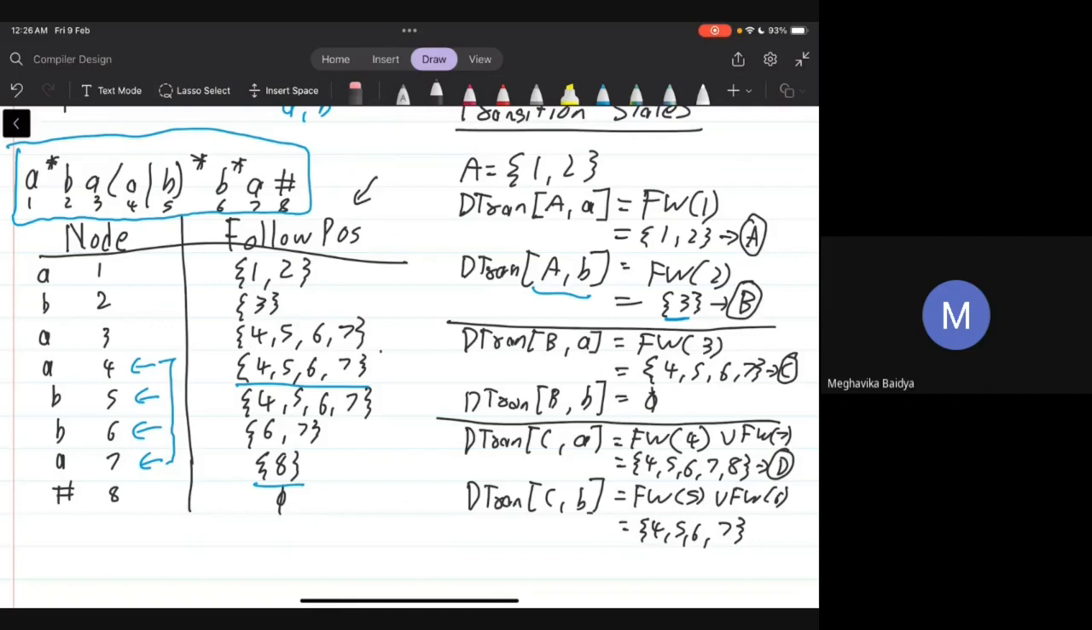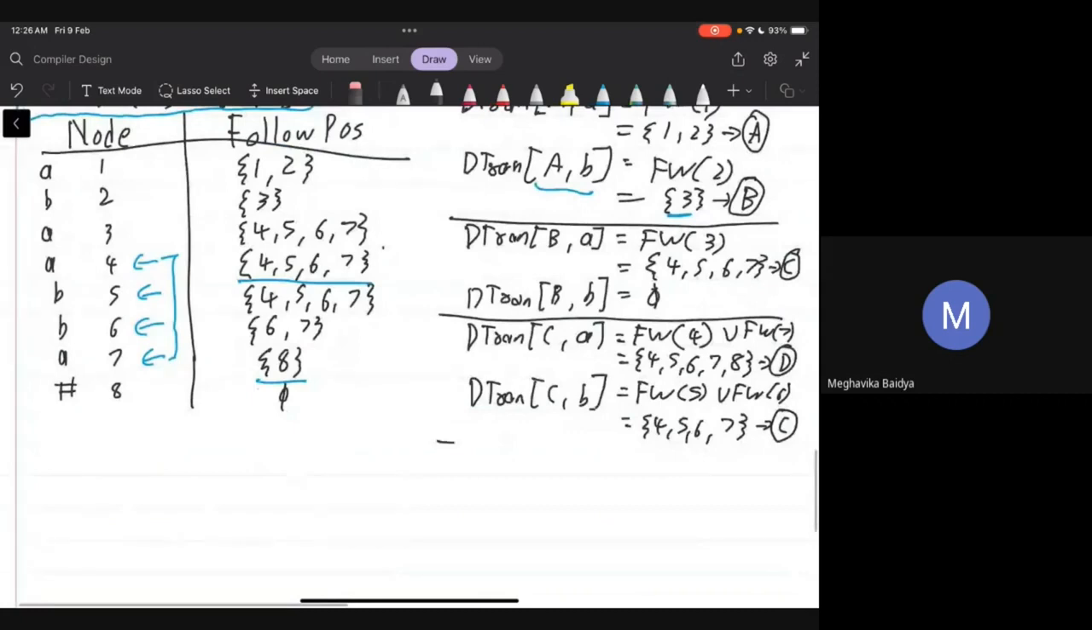Did 4, 5, 6, 7 come before? No. Oh yeah, it's C. It's C, right? So just do C. All right, so now we have D state that we have to do. So Dtran of D comma A.